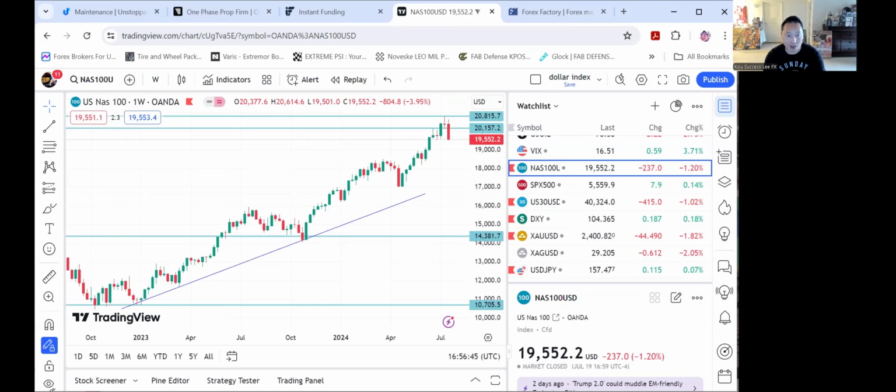So that's what the plan is: selling all the indices, buying the US dollar, selling gold, selling silver. So that's all I'll be looking at.